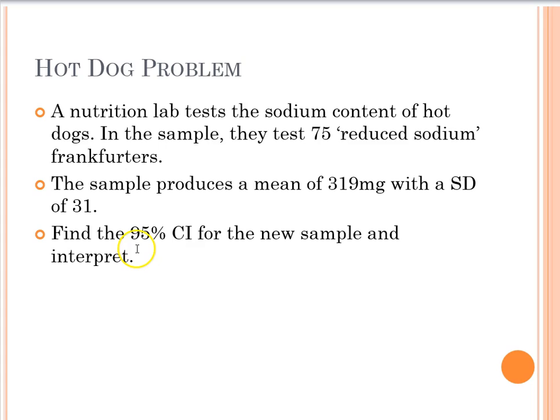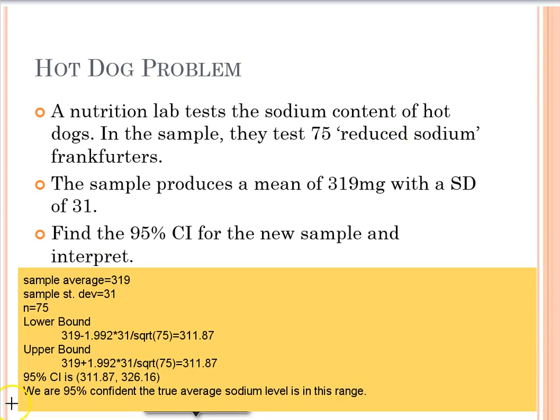Now we want to construct a 95% confidence interval for this sample to see if we can test whether or not they're actually reduced sodium hot dogs. So to construct our 95% confidence interval, we're going to take our sample average and standard deviation and construct the lower bound and the upper bound. Using that sample average as our starting point, we're going to reach up and down a margin of error.